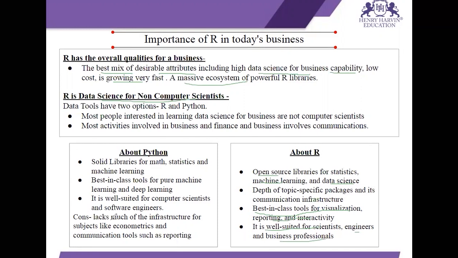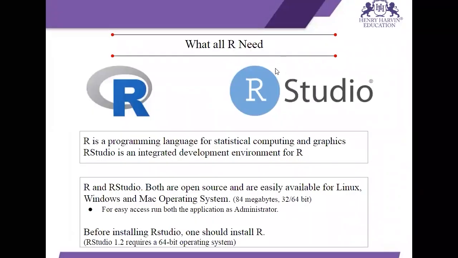There is a con to Python: it lacks much of the infrastructure for subjects like econometrics and communication tools such as reporting, which can be easily done in R. Then what all do we need for R?